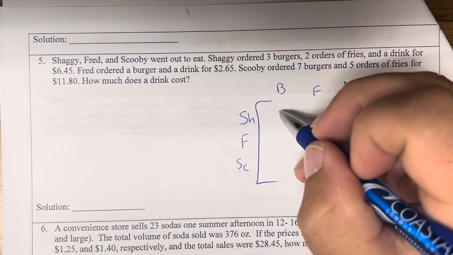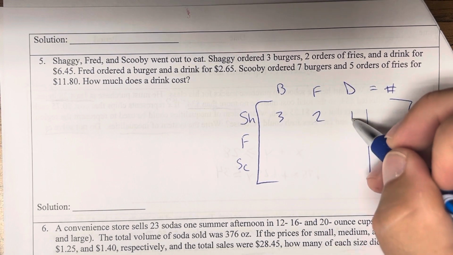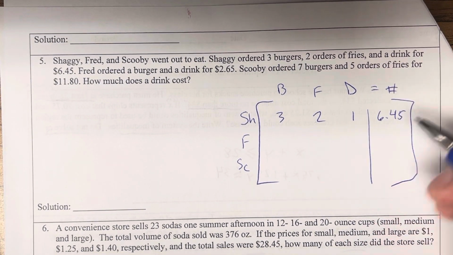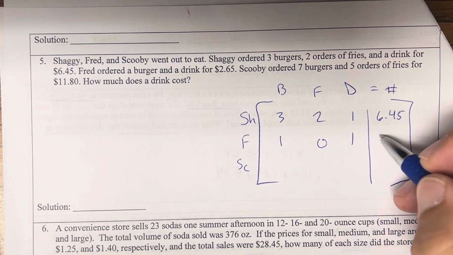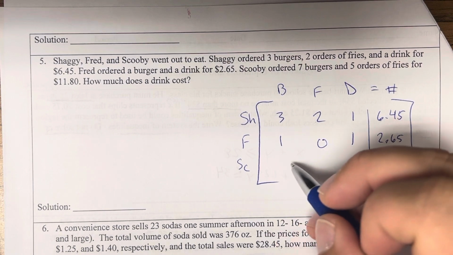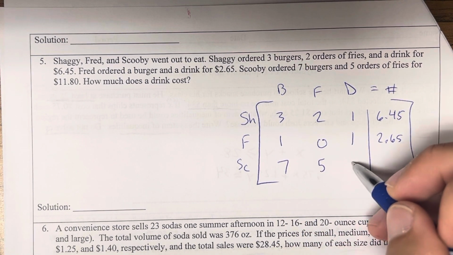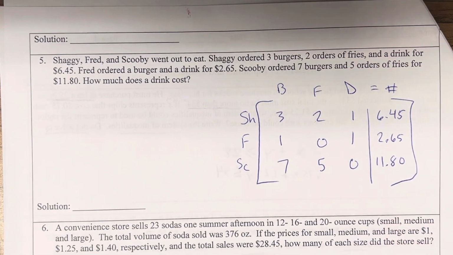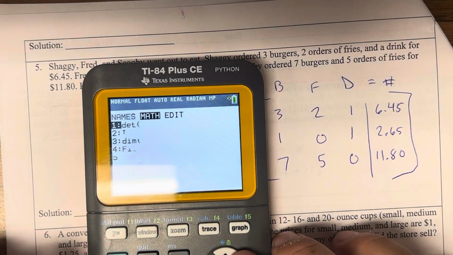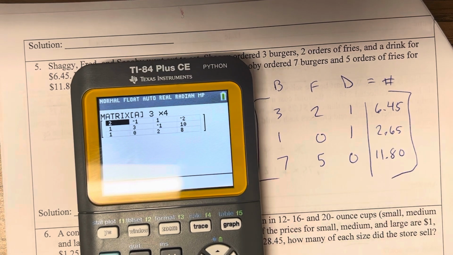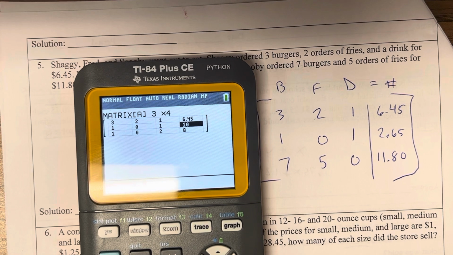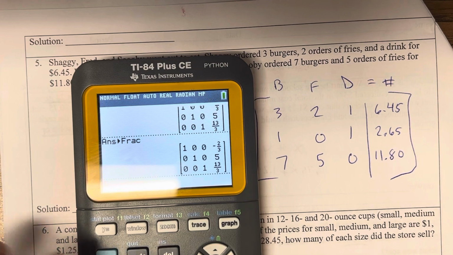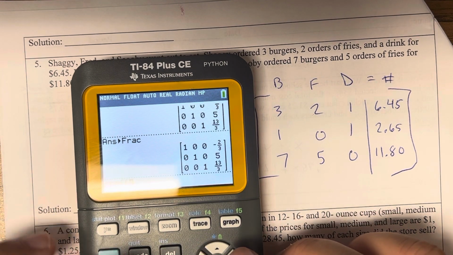And so for Shaggy, we had 3 burgers, 2 fries, 1 drink for $6.45. For Fred, we had 1 burger and 1 drink for $2.65. And for Scooby, we had 7 burgers, 5 fries, no drink for $11.80. So I'll go back into our matrix. 3, 2, 1, 6.45, 1, 0, 1, 2.65, 7, 5, 0, 11.80. Oops. And we'll do the RREF of matrix A.